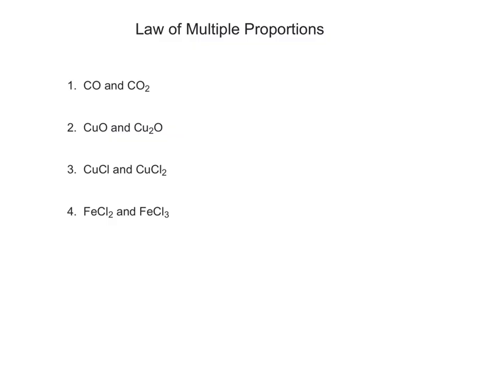In exercise 1, there is twice the mass of oxygen in compound B as there was in compound A. In exercise 2, for a fixed amount of oxygen, the ratio of copper in the 2 compounds is 1 to 2. Similarly, the ratio of chlorine in the 2 compounds of copper and chlorine is 2 to 1, and the ratio of chlorine in the 2 compounds of iron and chlorine in exercise 4 is 3 to 2. These are simple integer ratios.